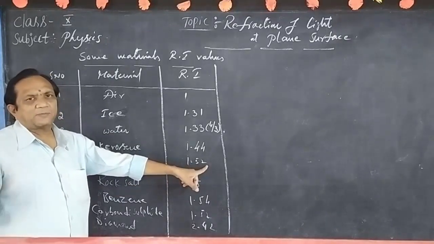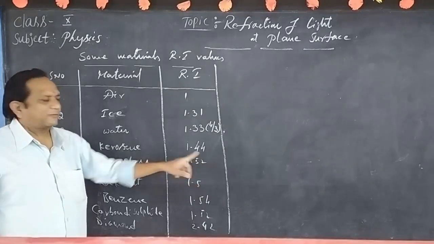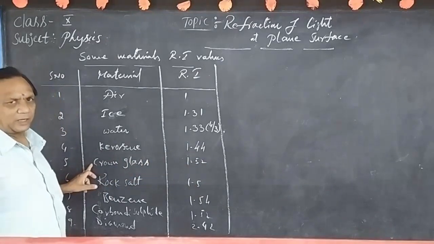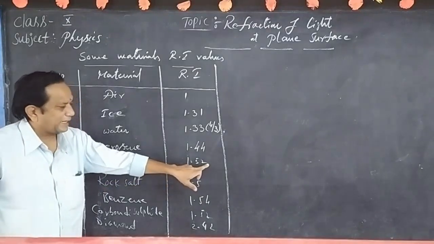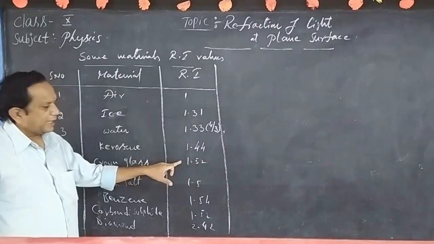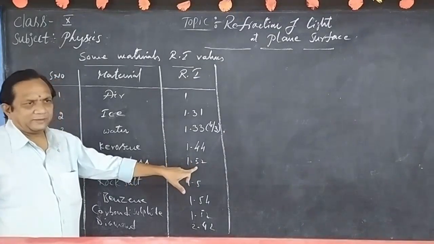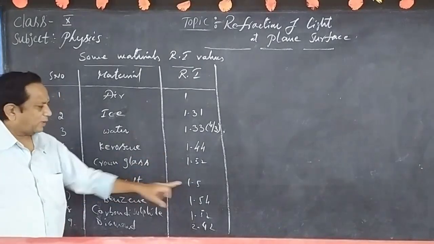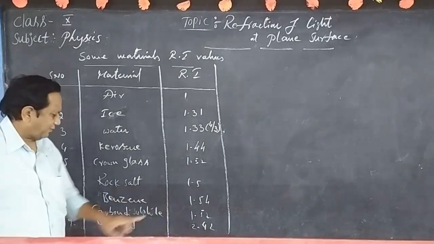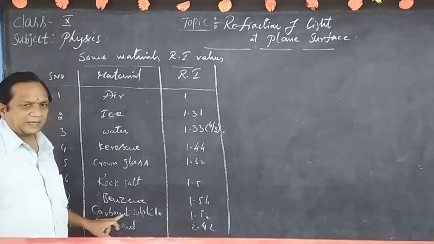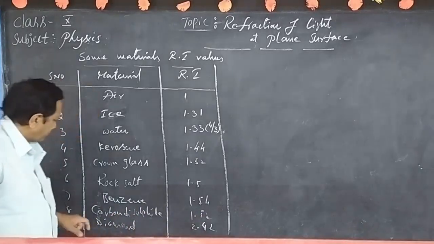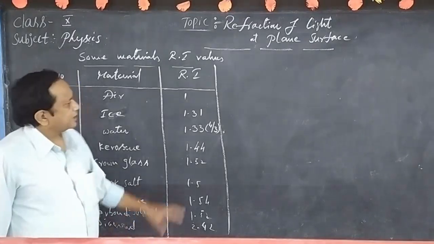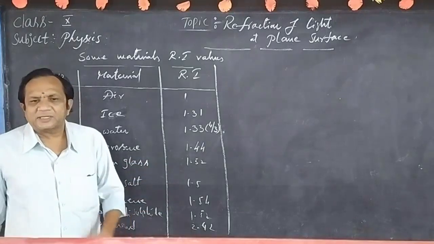So in last class also I had done one problem in that I get the refractive index of glass is 1.5. So remember that 1.5. Or especially for crown glass it is given as 1.52. It is also treated as for glass 1.5. Okay. Then rock salt will be 1.5. And benzene 1.54, carbon disulfide is 1.52, and diamond 2.42. Diamond is 2.42. See, different materials have different refractive index values.